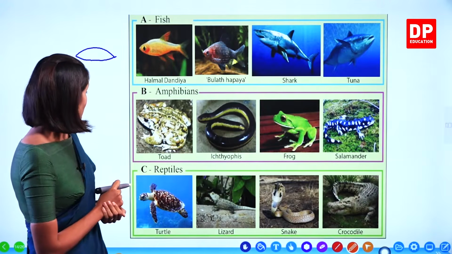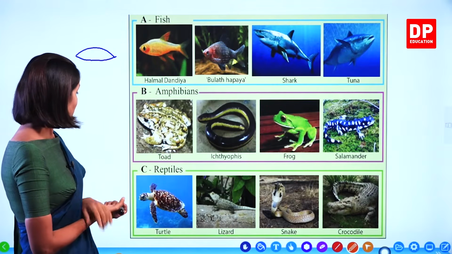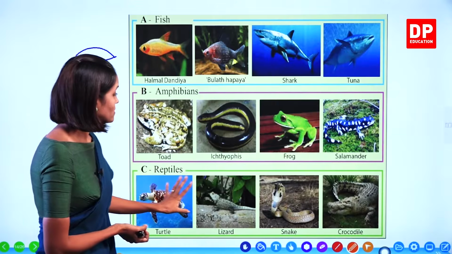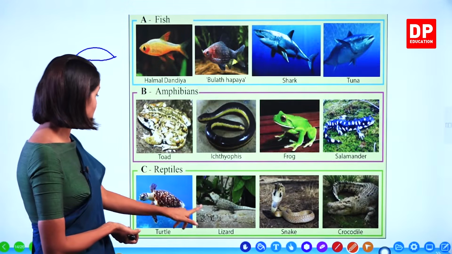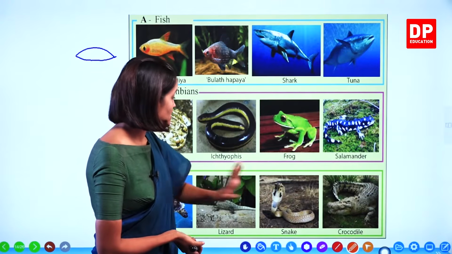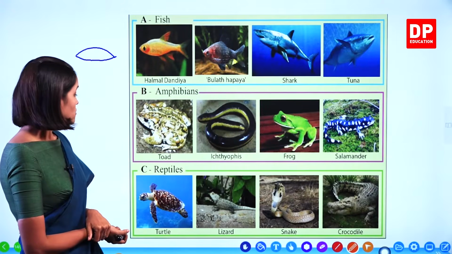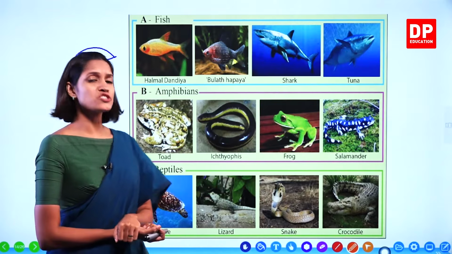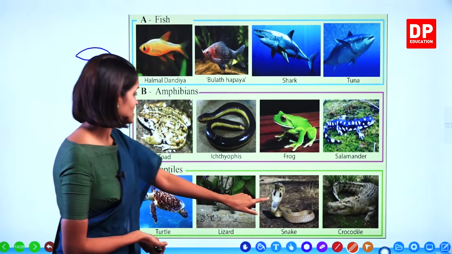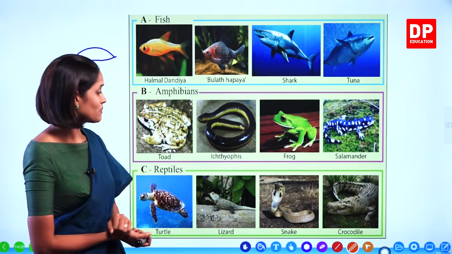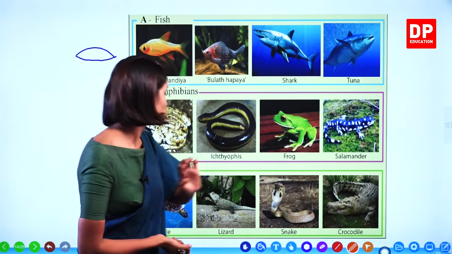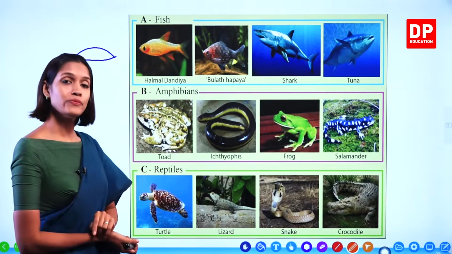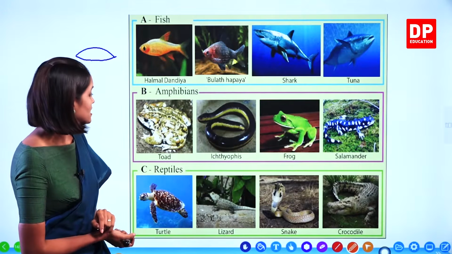Okay, right. See reptiles. Now here, look at these examples for reptiles. Turtle, lizard, snake and crocodile. Okay, so what are the special features of these animals, children? Let's hear. Snakes, they have scales, but they don't have legs. But when it comes to crocodiles, they have short legs, even lizard. Okay? And what are the other features?